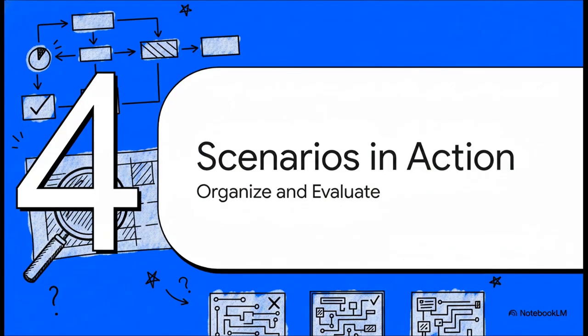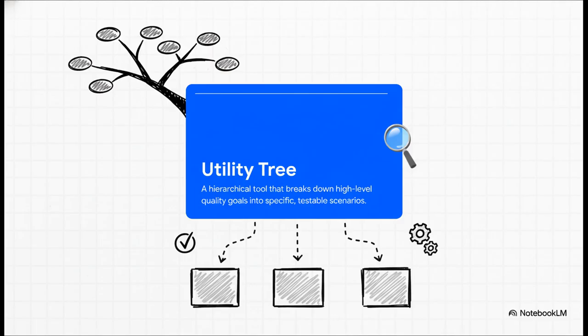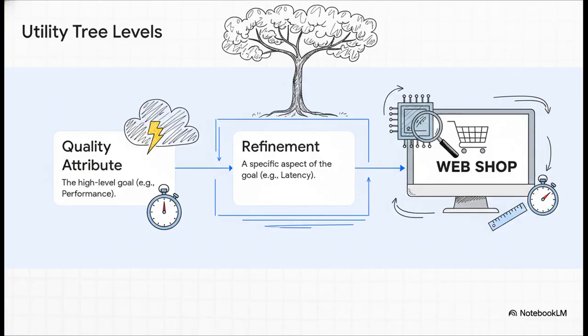All right, so if these scenarios are so great for managing risk, how do we actually do that? How do we use them to find the problems in the first place? This brings us to the how, the methods that professionals use to organize this whole process and really evaluate an architecture. The main tool for getting all this thinking organized is called a utility tree. And look, don't let the name intimidate you. It's really just a simple, top-down way to break down those big, high-level quality goals into the specific testable scenarios we've been talking about. This slide shows it perfectly.